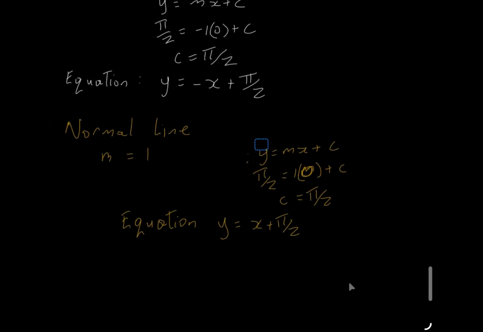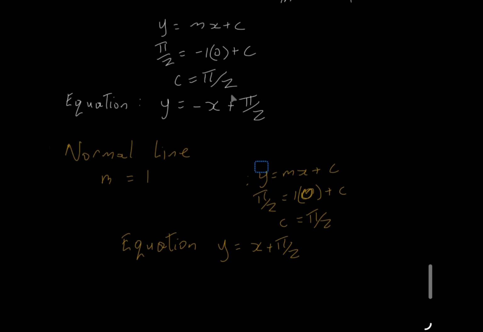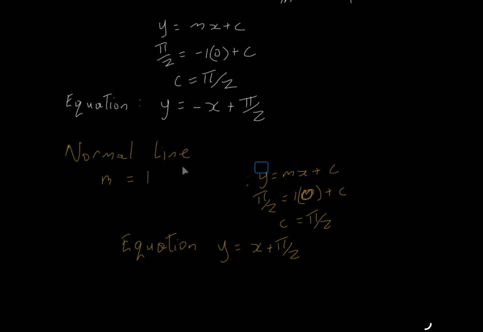Now for the normal line, the gradient of the normal line is the negative reciprocal of the gradient of the tangent line. So the gradient of the tangent line was negative 1. So then the gradient of the normal line will be positive 1. So put that into the y equals mx plus c equation. So we have pi over 2 is equal to 1 times 0 plus c. So c will be equal to pi over 2. So then our equation for the normal line is y is equal to x plus pi over 2.